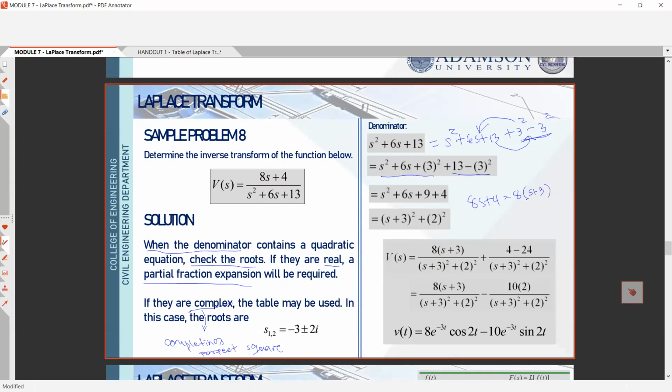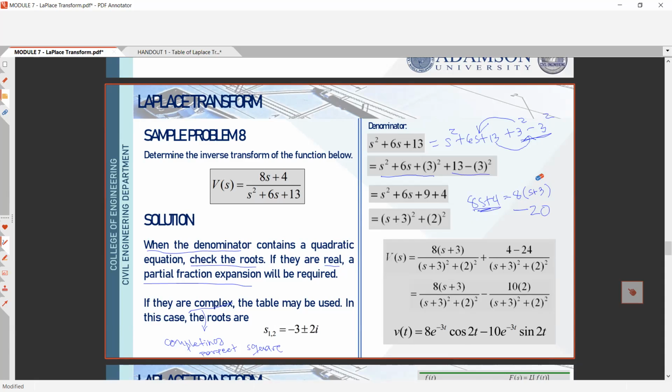So ano i-minus natin para maging 8s plus 4 pa rin siya? Okay? So tama ba na this is 8s plus 24 plus 4. Tama ba na maminusan mo siya ng 20? Okay? Tama ba na maminusan mo lang siya ng 20? Kasi ito, 8s. 24 minus 20 is 4. So, the same siya dun sa original natin.